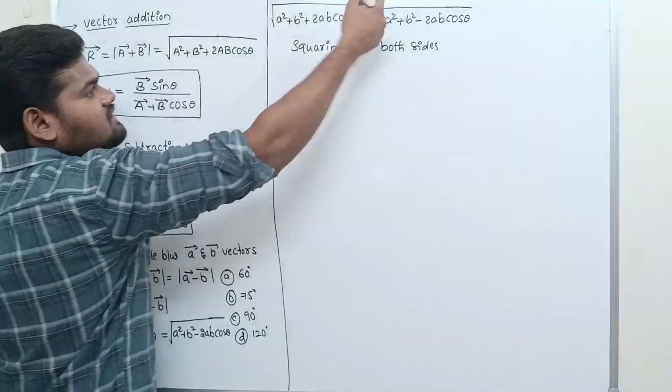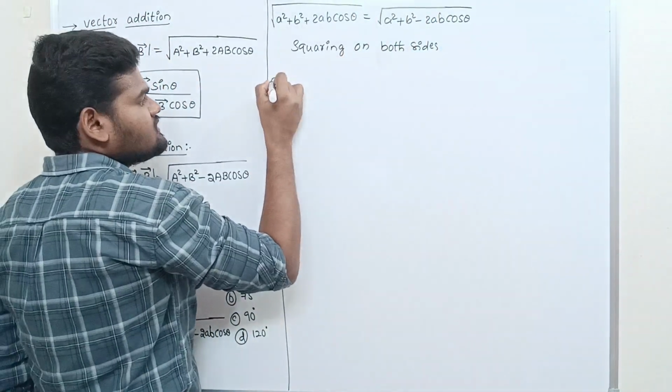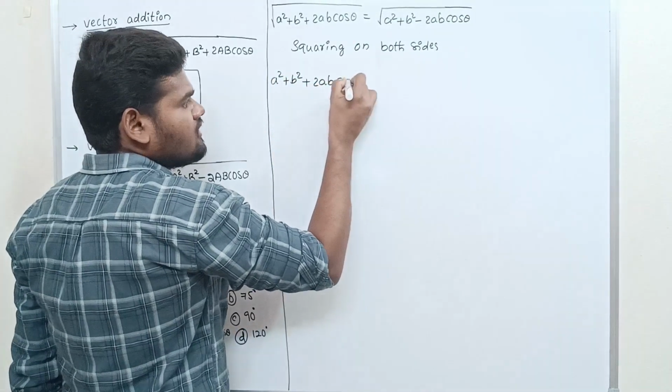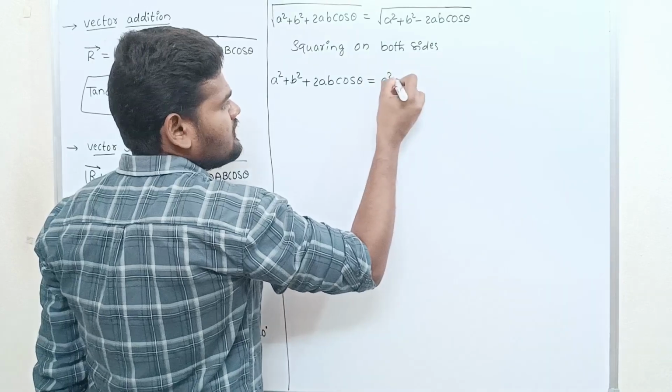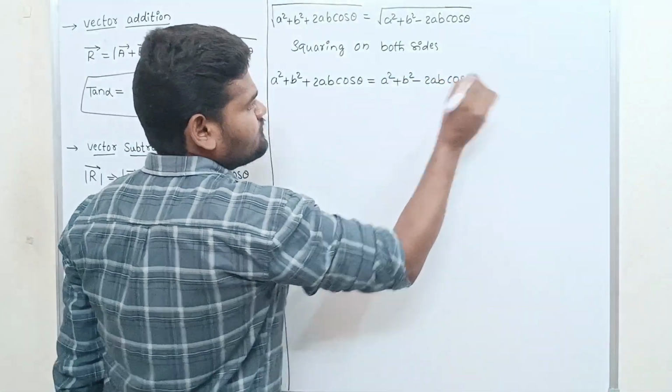So if you do squaring on either side, what happens? The square root gets cancelled out on both sides. So finally we will get A square plus B square plus 2AB cos theta is equal to A square plus B square minus 2AB cos theta.